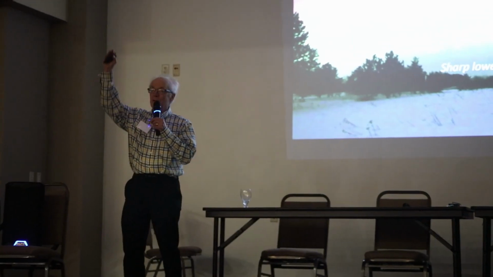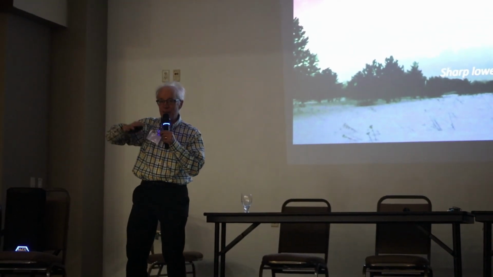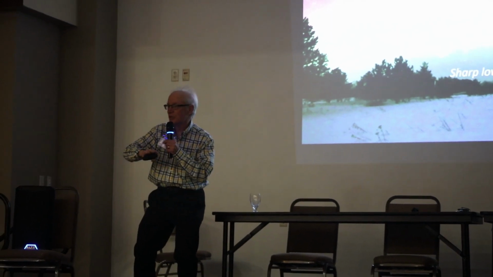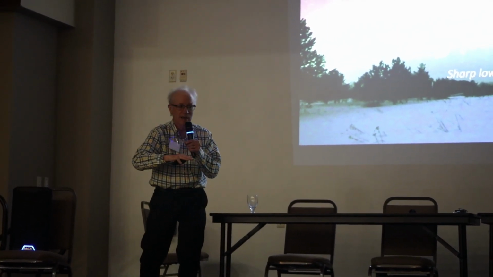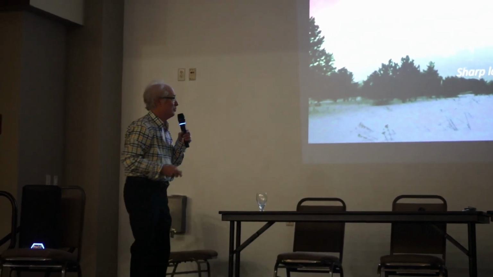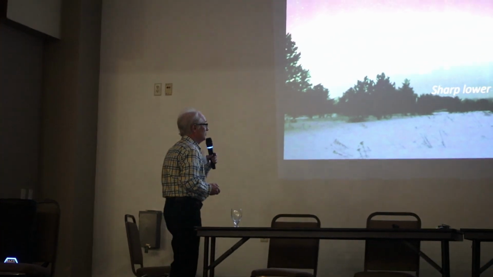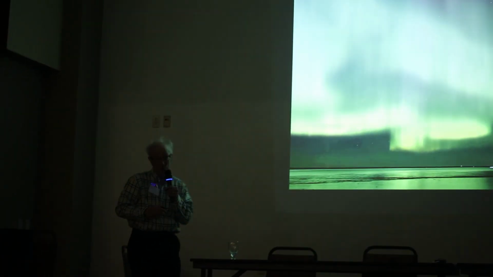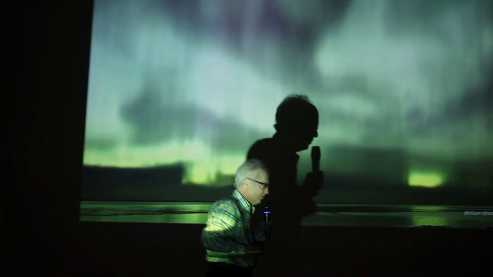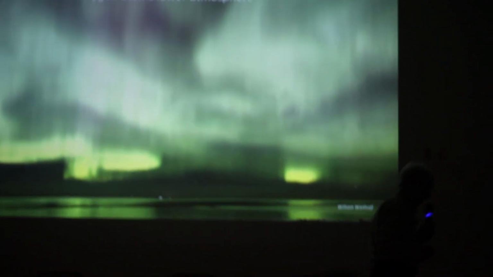What happens is that the electrons come raining down and they lose all their energy at that level. That's totally absorbed by the oxygen atoms, and the oxygen can't radiate anymore, so you get this very sharp bottom border to the aurora. This one was over Lake Superior this past April, and you can see that beautiful green.